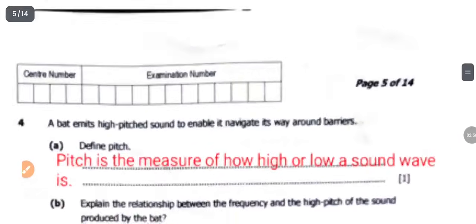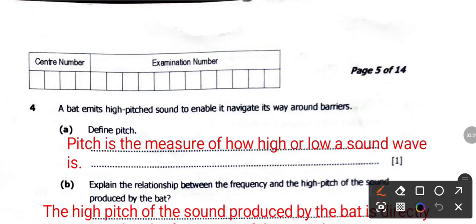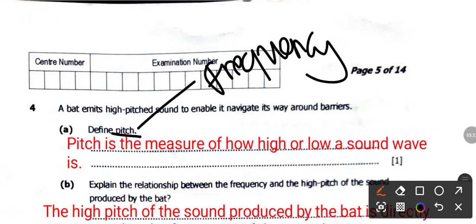Okay. Question 4. A bird emits high-pitched sound to enable it to navigate its way around barriers. A says define pitch. So my definition was that pitch is the measure of how high or low a sound wave is. And you should know this for a fact that pitch is directly related to the frequency of a wave.